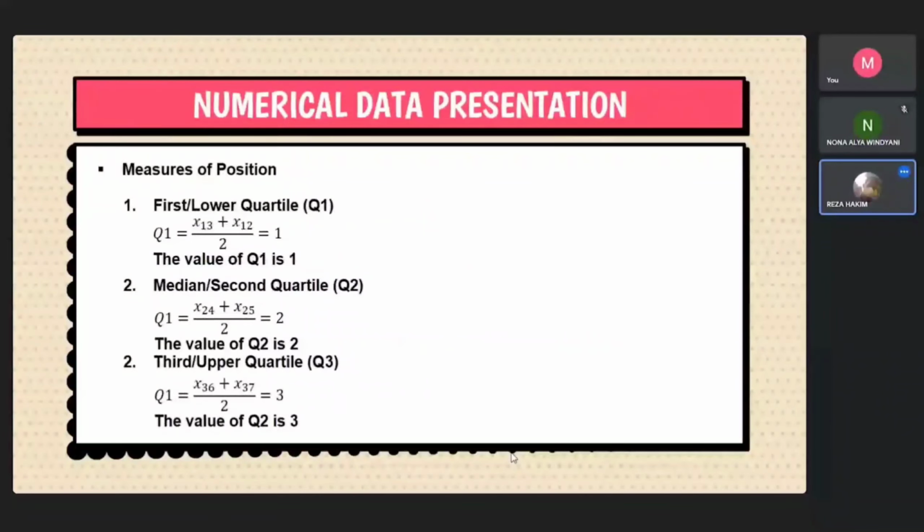And the next is we calculate the measures of position, and we got the first quartile is 1, the median or second quartile is 2, and the third quartile is 3.